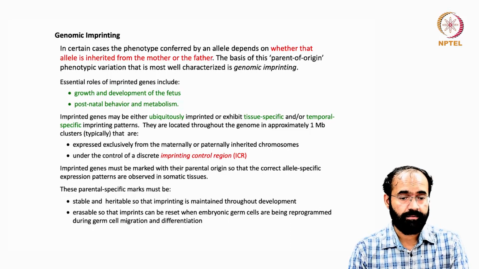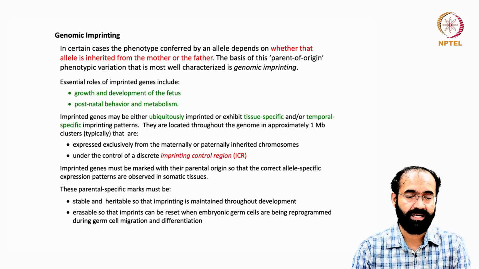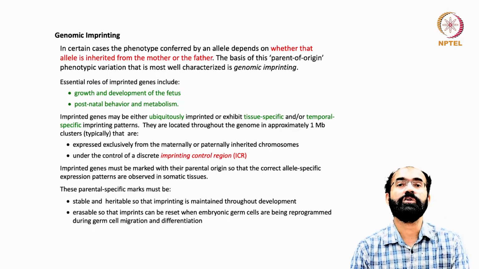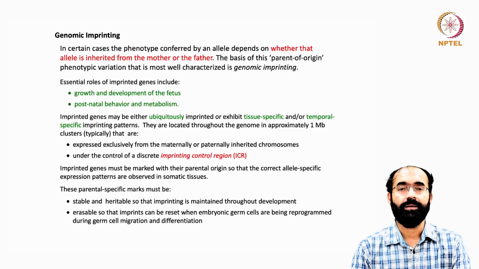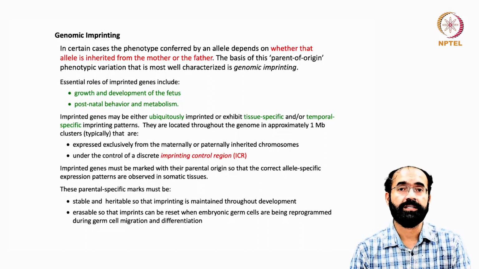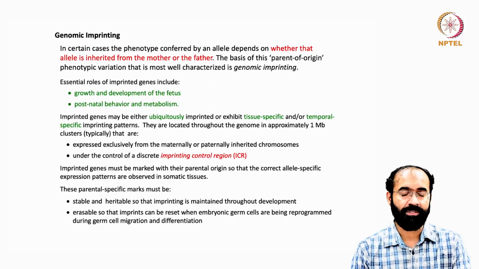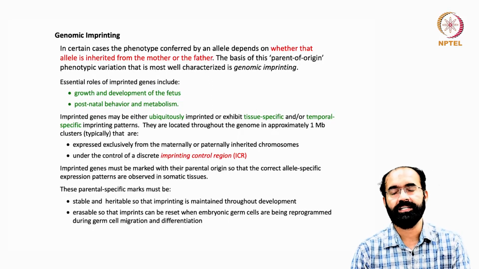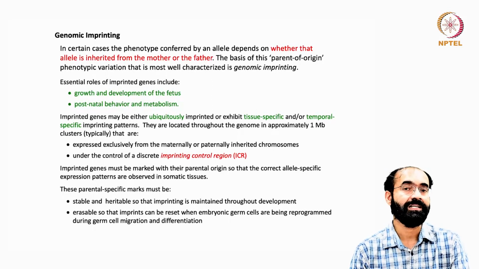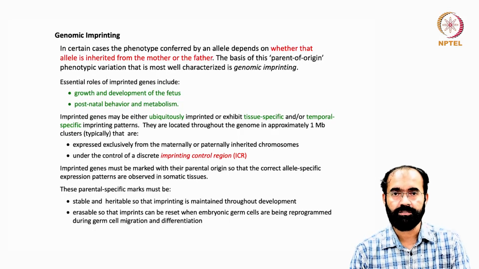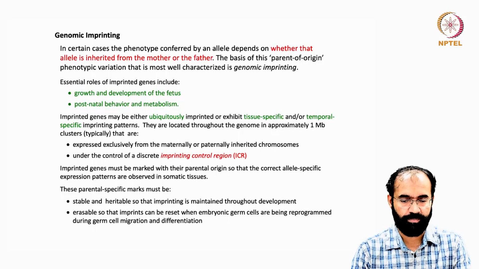And these imprinted genes of these 1 MB clusters are under the control of a discrete imprinting control region. We call it ICR. Imprinting control regions govern the ownership of, or control, the overall expression of this entire region. So the imprinting control region is somewhat similar to the regulatory elements we studied in eukaryotic and prokaryotic promoters. But the imprinting control region decides whether this area, or this bunch of genes in this area, should be allowed to express or not.